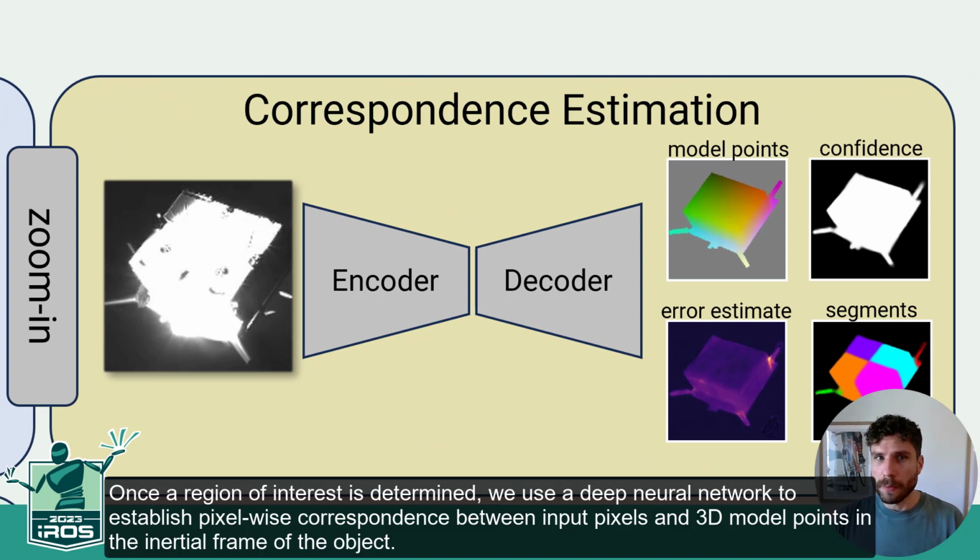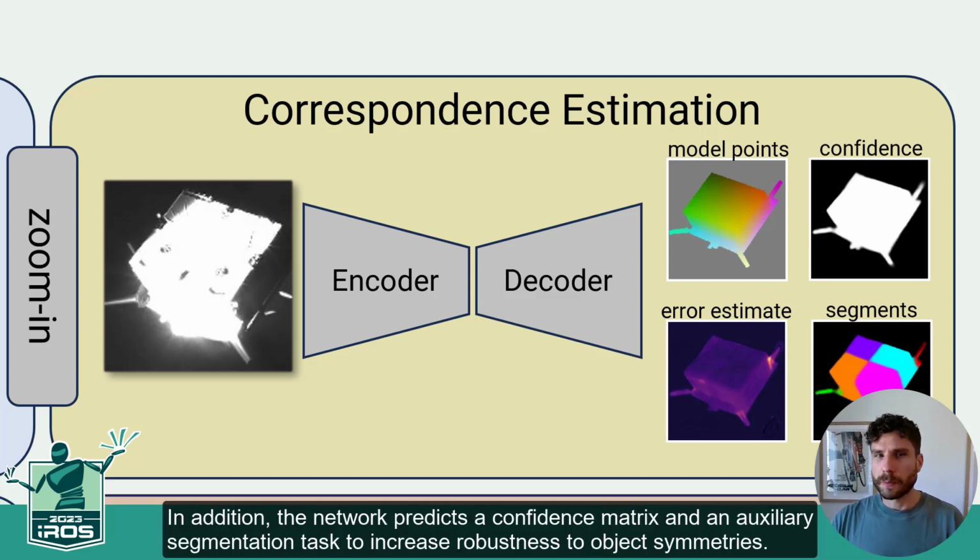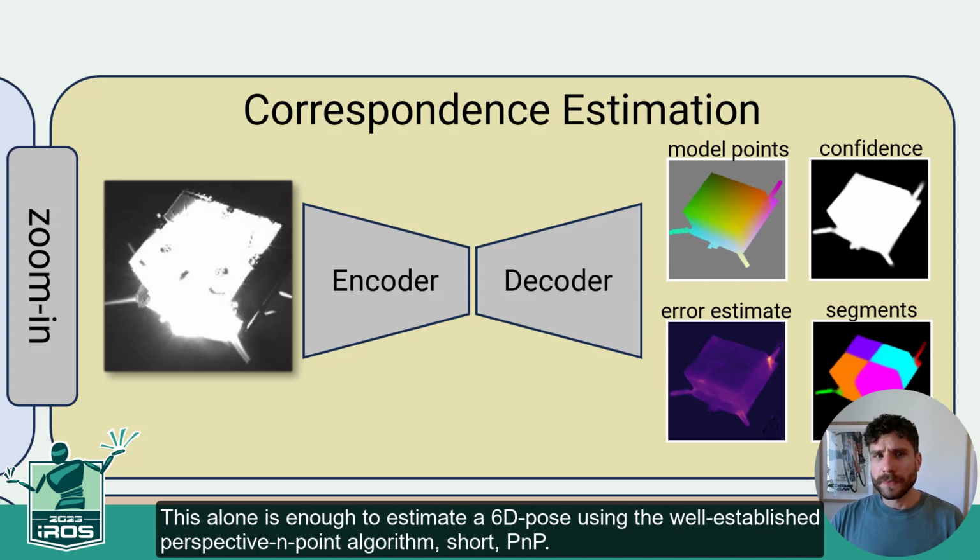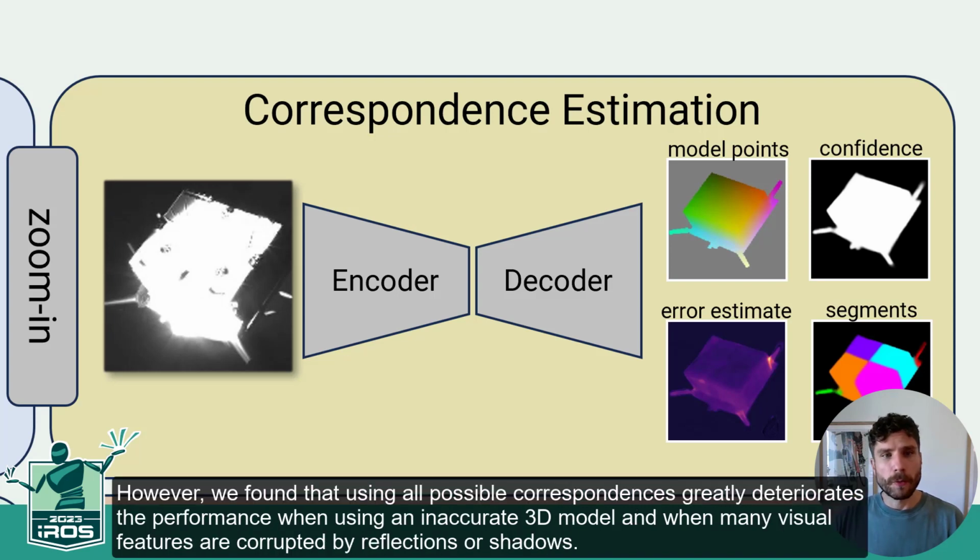Once a region of interest is determined, we use a deep neural network to establish pixel-wise correspondence between input pixels and 3D model points in the inertial frame of the object. In addition, the network predicts a confidence matrix and an auxiliary segmentation task to increase robustness to object symmetries. This alone is enough to estimate a 6D pose using the well-established perspective-n-point algorithm, short PnP. However, we found that using all possible correspondences greatly deteriorates the performance when using an inaccurate 3D model and when many visual features are corrupted by reflections or shadows.